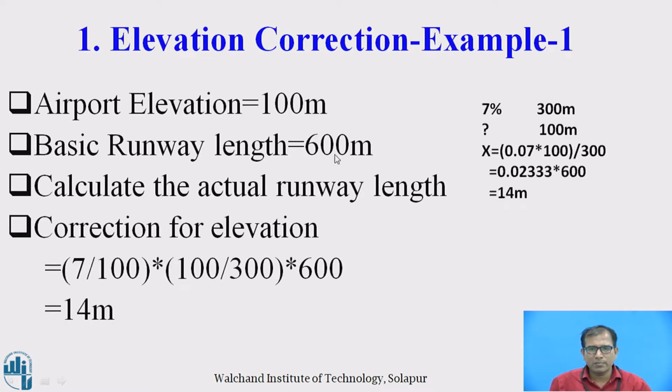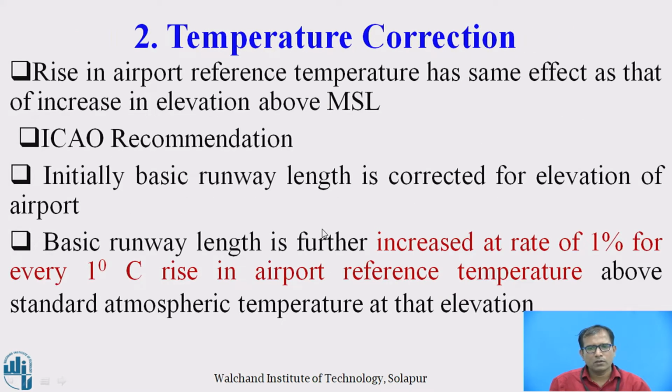We have taken an example, so 100 meter elevation is given and the basic runway length is 600 meter. So we have increased the 600 meter runway length, applying the correction of 7% for every 300 meter rise. With that we have got 14 meter as the additional distance to this 600 meter. Now we proceed to the temperature correction.